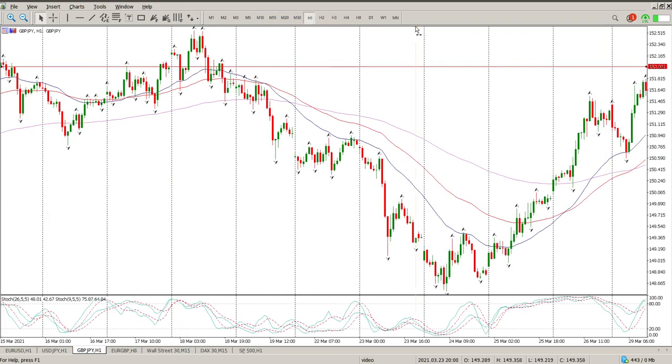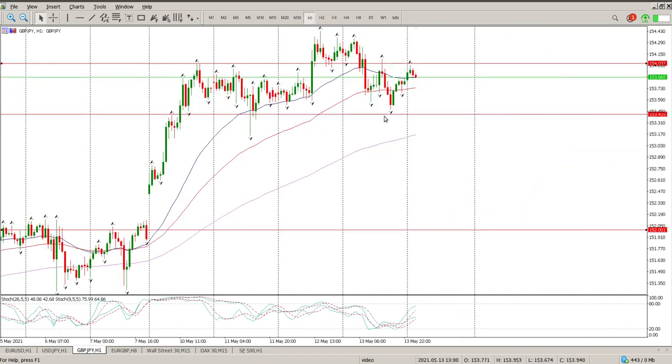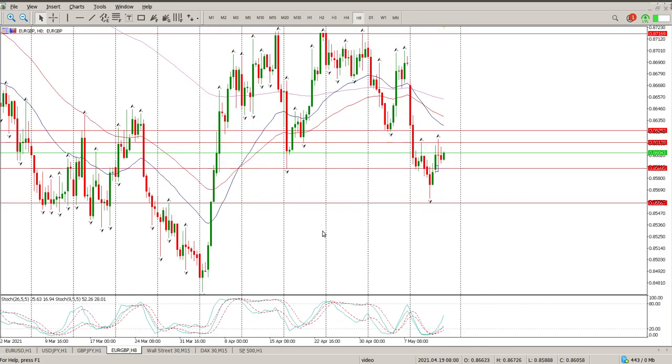There may be some short scalps, but it just really depends what breaks, if this does break the downside. So for me, I'm sitting on the sidelines while we're sideways, not really interested until we get some direction. And lastly, Euro British Pound.